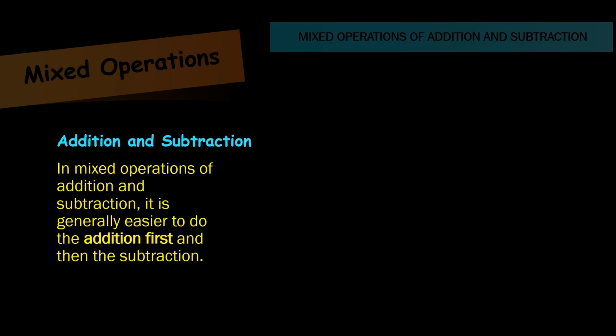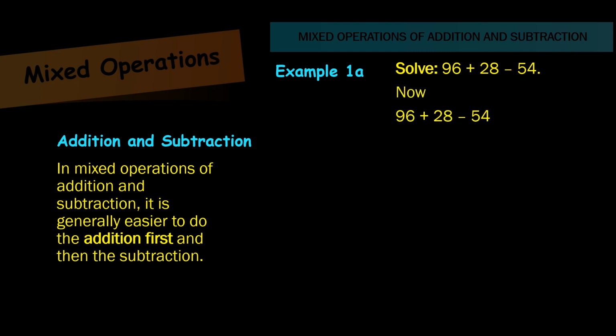In mixed operations of addition and subtraction, it is generally easier to do the addition first and then the subtraction. Let's look at an example. Try solving 96 plus 28 minus 54. Now, when considering this sum, do the addition first. 96 plus 28 equals 124. And putting that together with minus 54 gives 70.